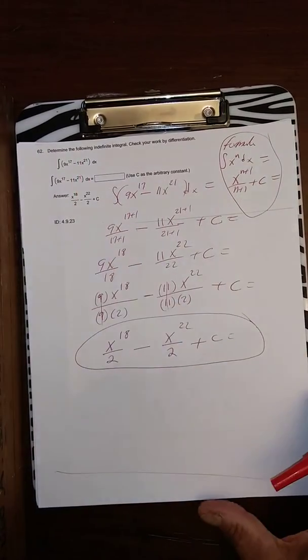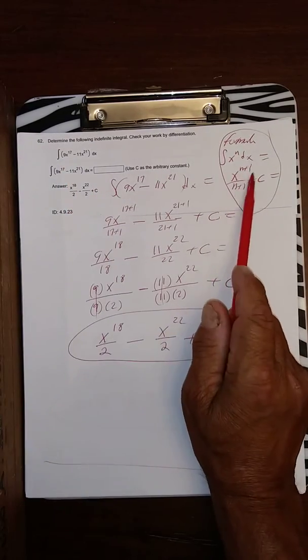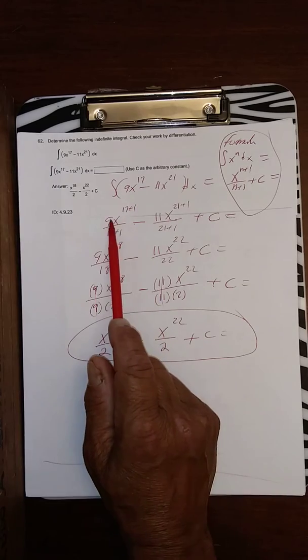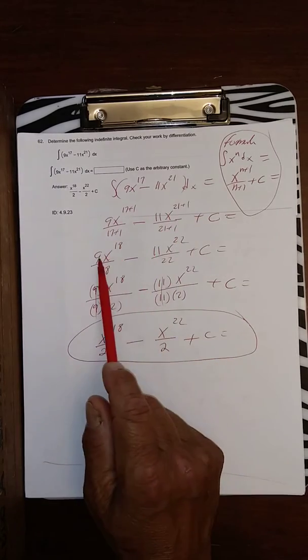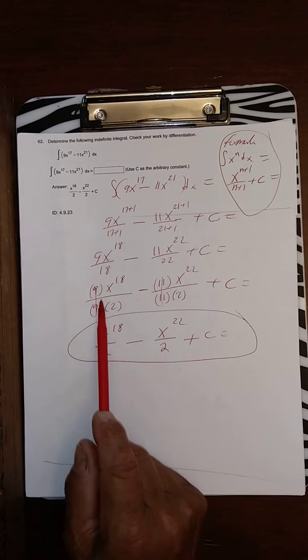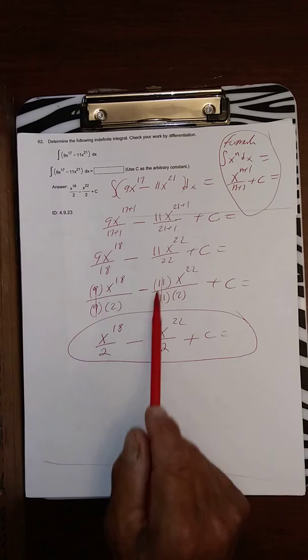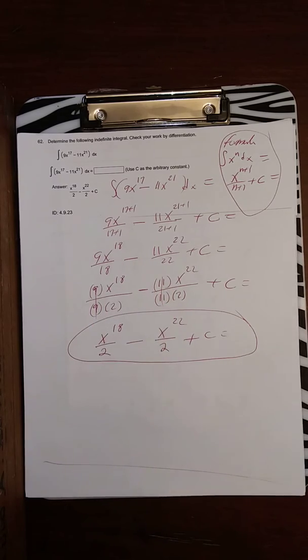Alright, determine the following integral. So x to the n plus 1 over n plus 1. So this one is going to be 9, 17 plus 1, 11, 21 plus 1. That's going to give you 9x to the 18 over 18, 11x to the 22 over 22. Break it up, 9 times 2, 11 times 2, cancel the numbers. x to the 18 over 2 minus x to the 22 over 2 plus c. We're done.